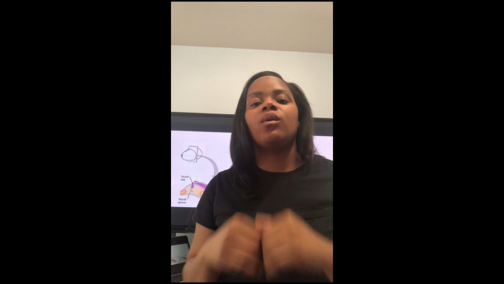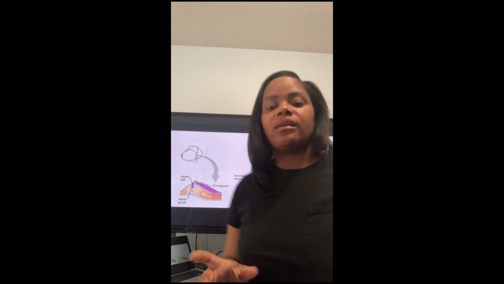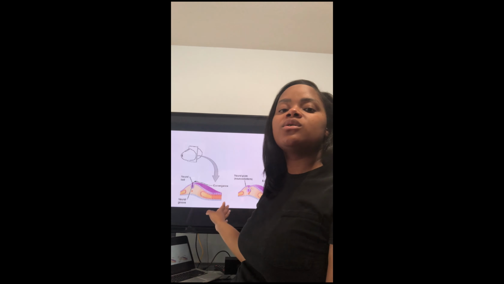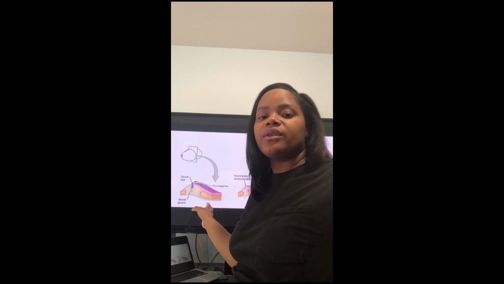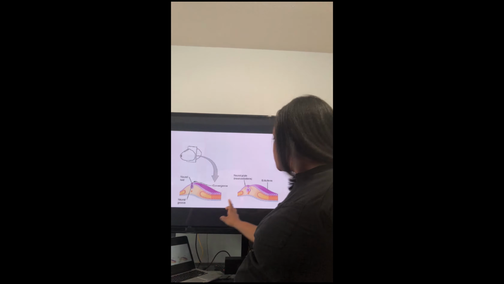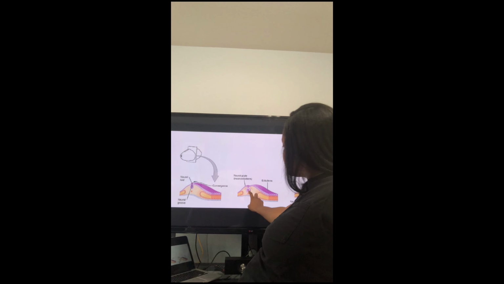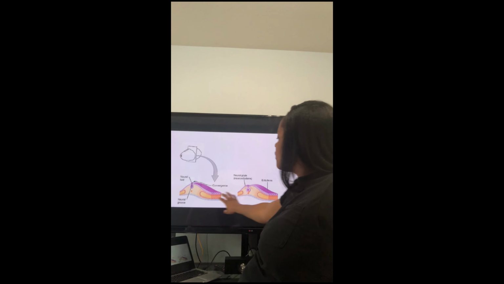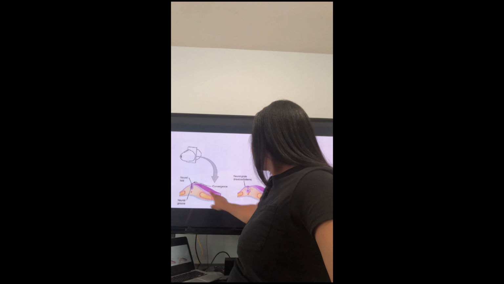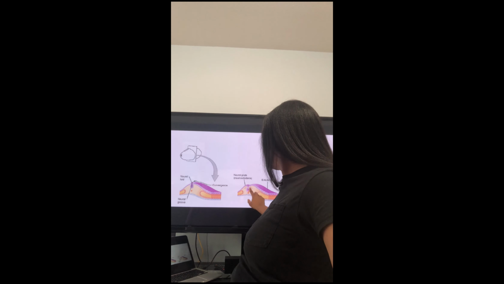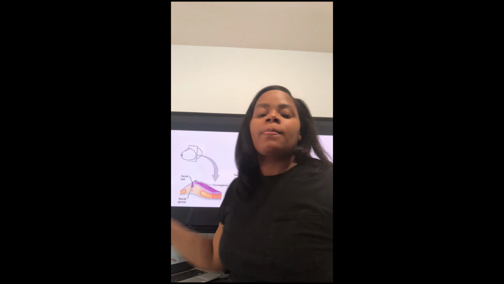These folds come together and converge, forming a tube beneath the ectoderm called the neural tube. So this is going to be the neural tube. Once it converges, it closes up, and then this is where your tube is.